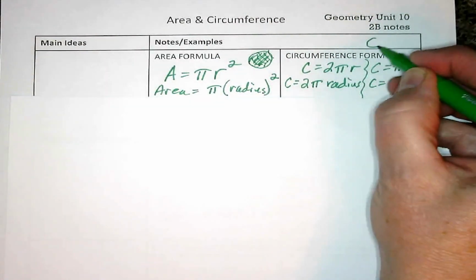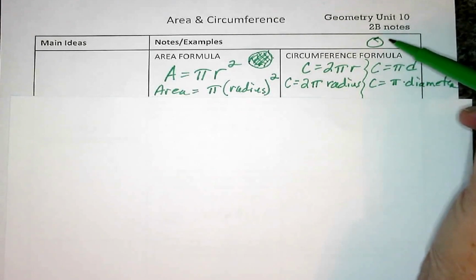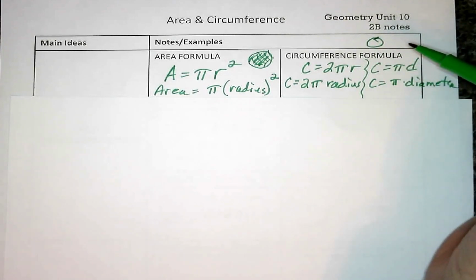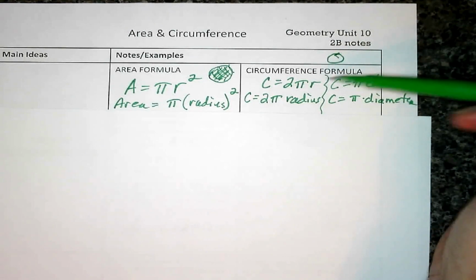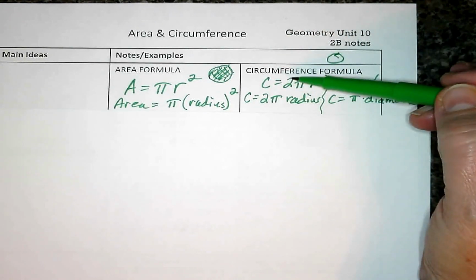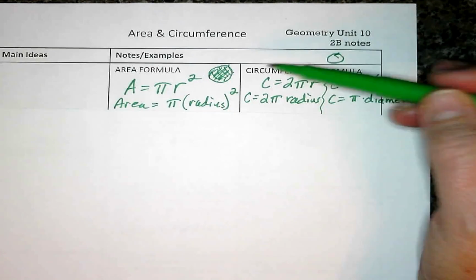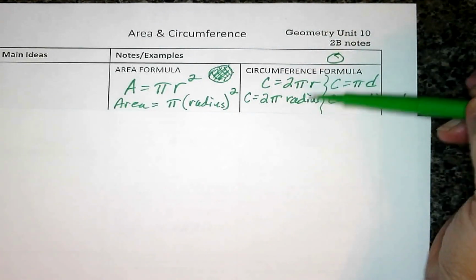Circumference is the distance around a circle. Okay, it goes around the circle. It's kind of like perimeter, but it's not, so it's called circumference. So there's two formulas depending on which piece of the circle you have or like to work with. So circumference is the formula 2 pi r. 2 times pi times the radius.